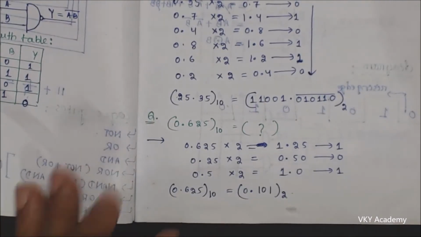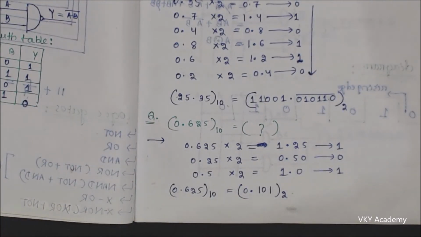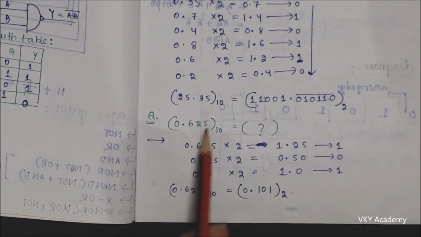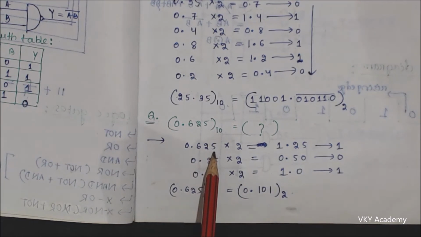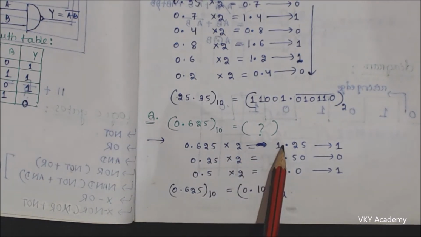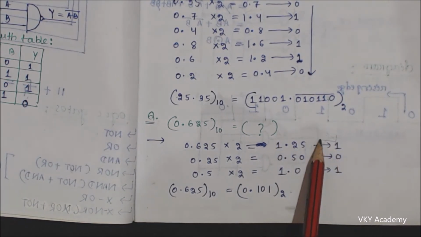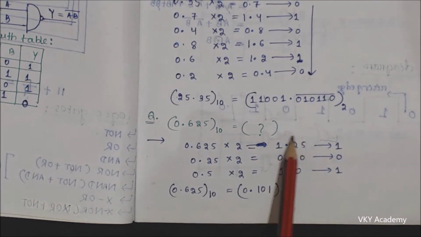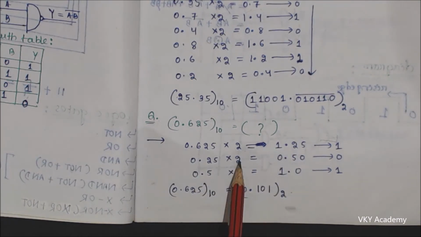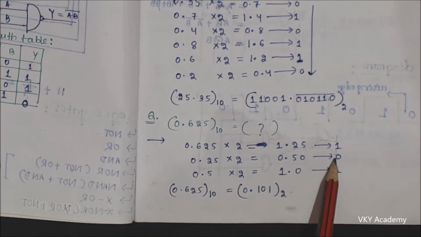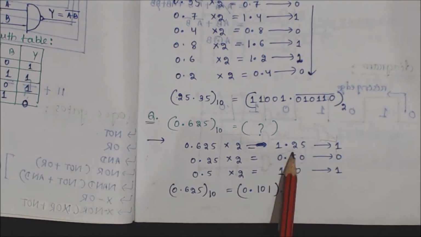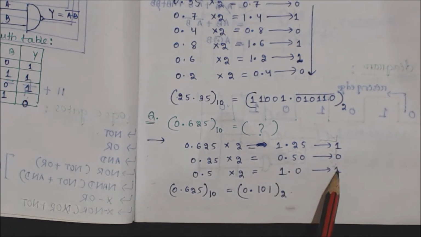Now let us take one more example. This time we will take only a fractional part, 0.625. I need to convert this decimal number into its binary equivalent. So multiply 0.625 with 2. The result will be 1.25. So I will preserve this 1 and multiply this 0.25 with 2 again. The result is 0.50. Now I will preserve this 0 whole number and multiply this fractional part again with 2. The result is 1.0. So my result is 1.